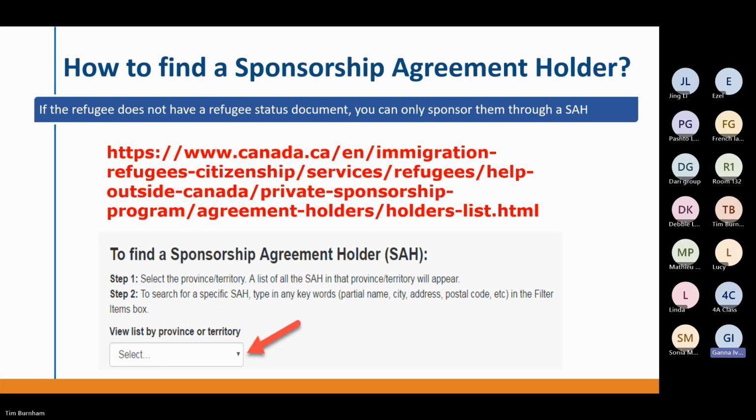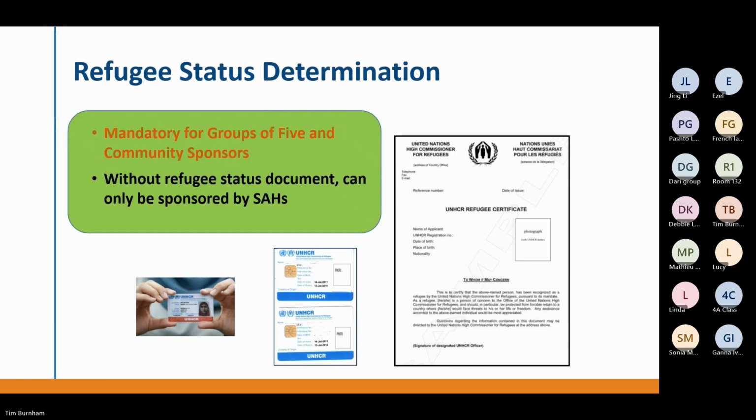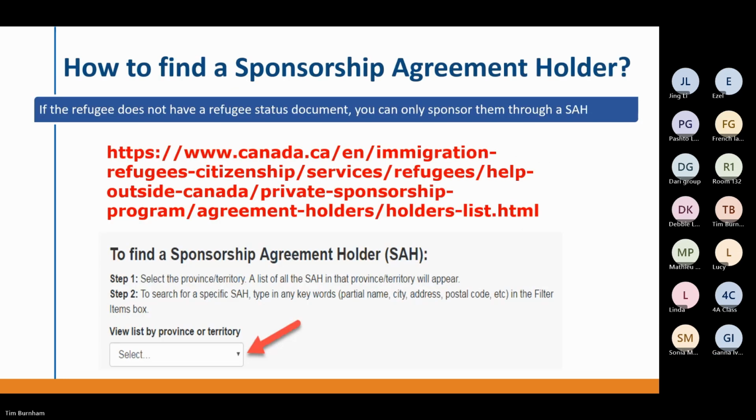There is a question to go back one slide, please. Okay, about the refugee status documents? This is the previous slide, and it just shows examples of what refugee status documents look like. And so again, in order to find a sponsorship agreement holder, you can look on the government's website and click on the list of provinces.